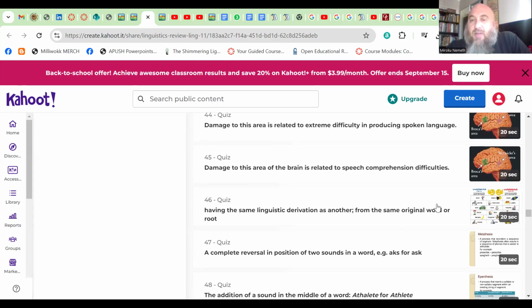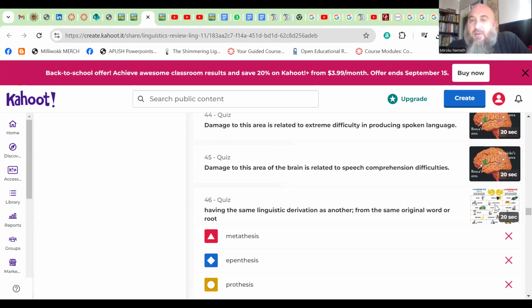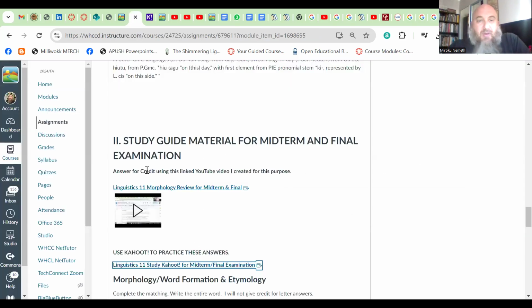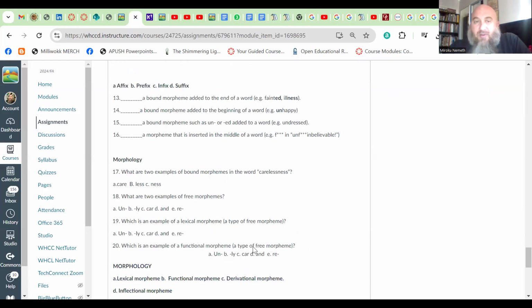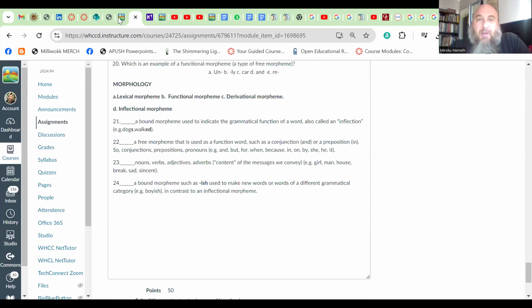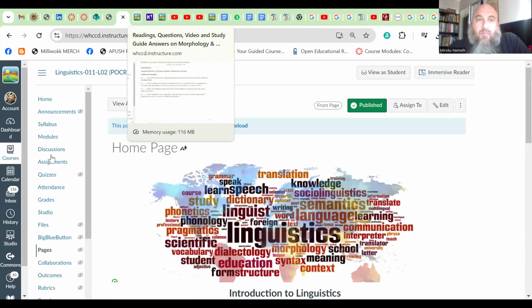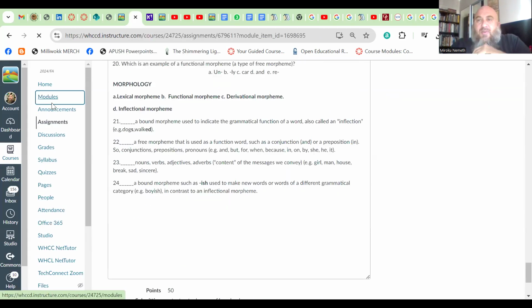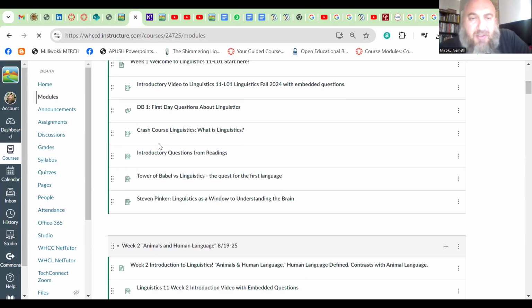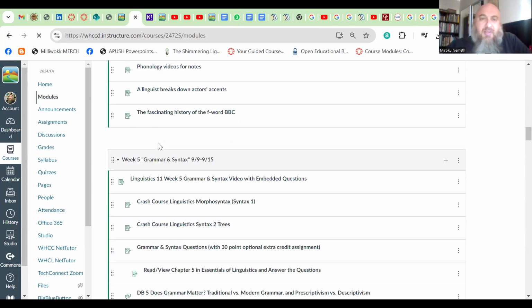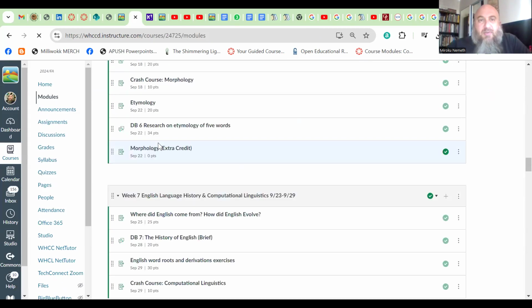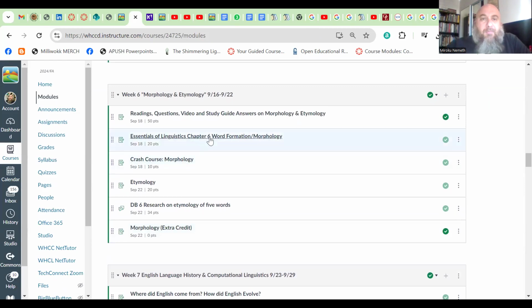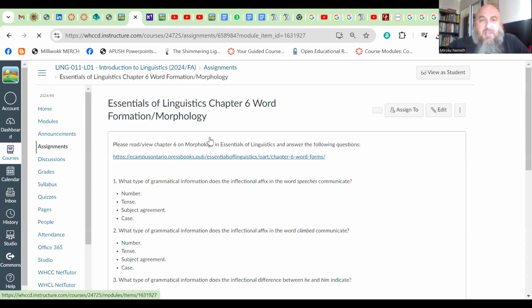Then there's some linguistic derivation. If you click on that, you can practice all of these until you get them down. The rest is pretty self-explanatory in this week's work. I'll go over it really quick, because I tend to not be as brief as I should be. Some of the essentials of linguistics.